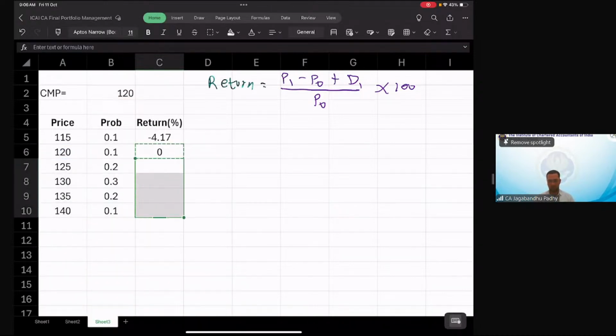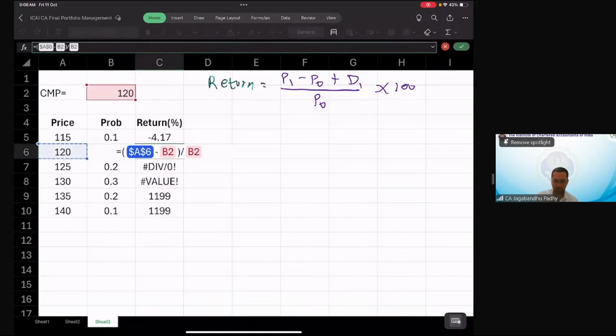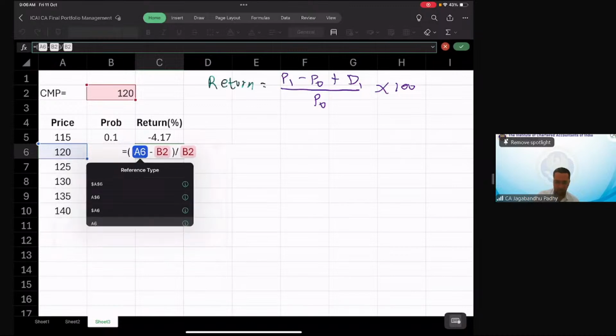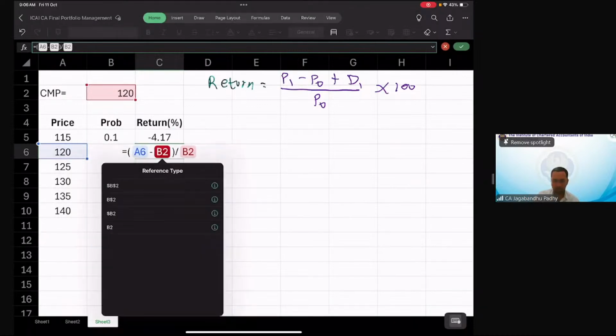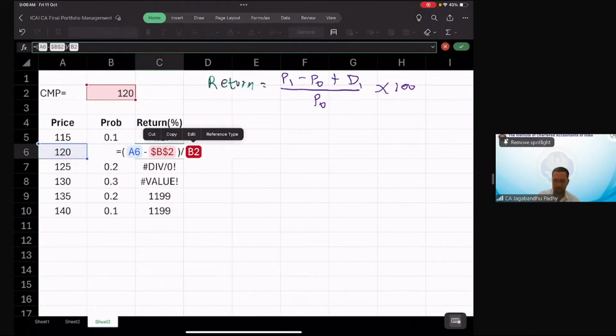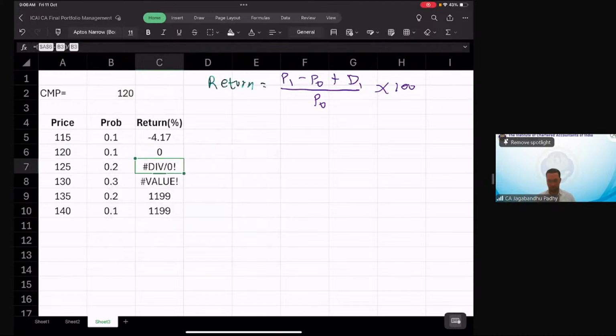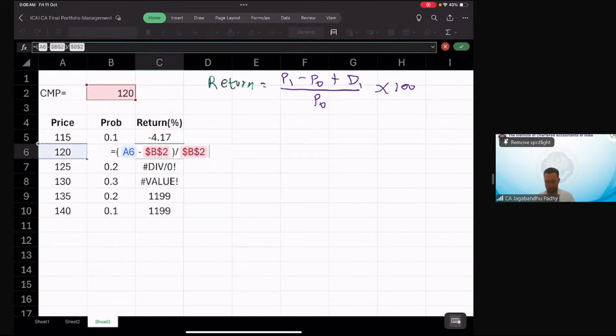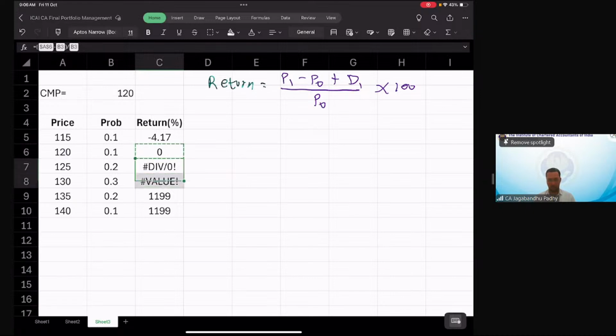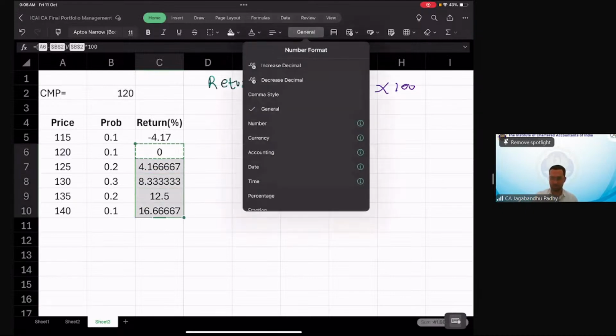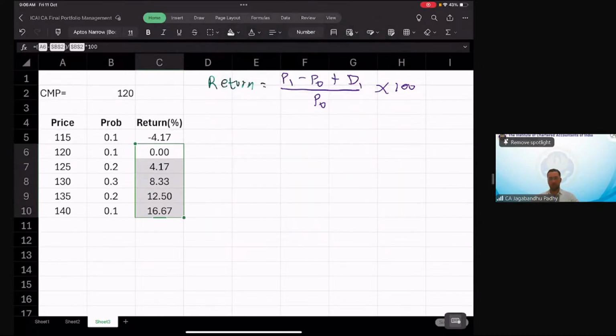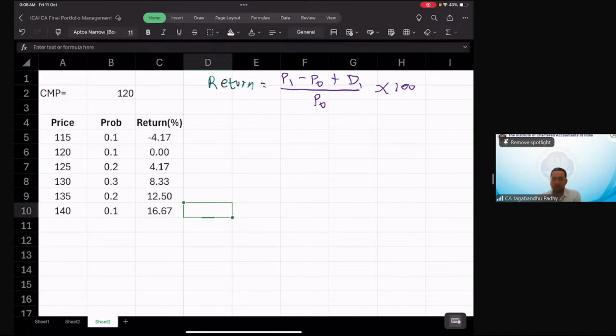And then when we look at the other numbers, we can simply calculate the rate of return using the same formula for the other scenarios also. Okay, so the other scenarios are giving me return numbers as 4.17%, 8.33%, 12.5%, and 16.67%.